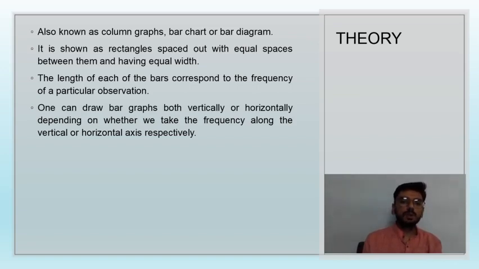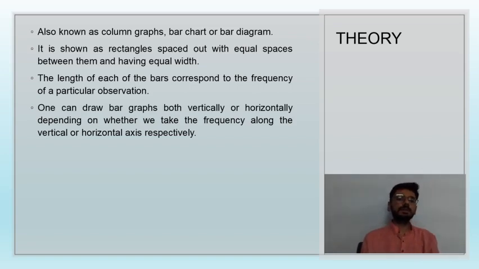Bar graphs are also known as column graphs, bar charts, or bar diagrams. It is a rectangle spaced out with equal spaces between them and having equal width. This equality of width and space is important because that denotes that every such entity has equal footing in a bar graph, which is important.